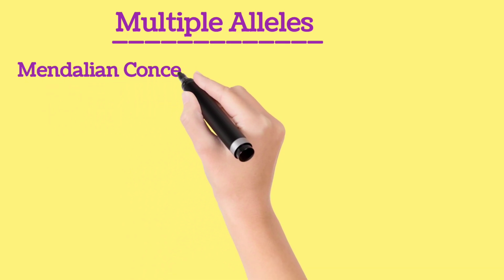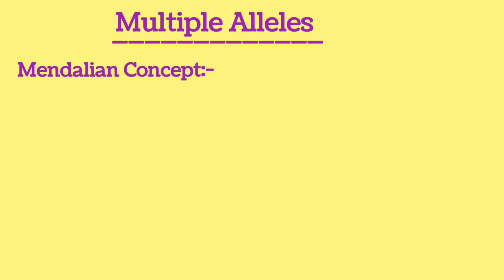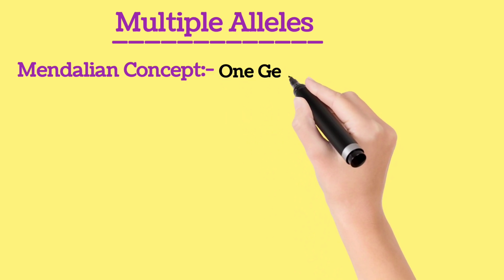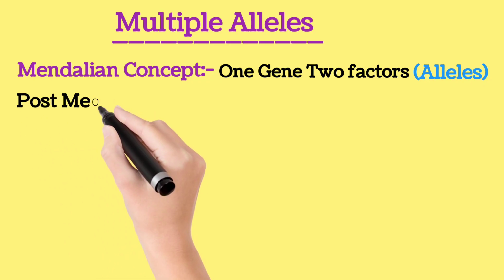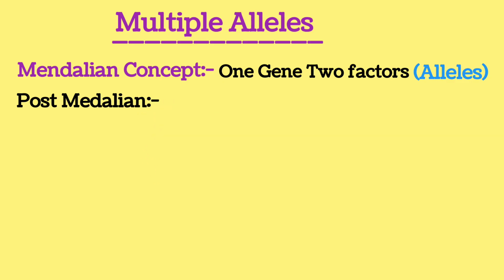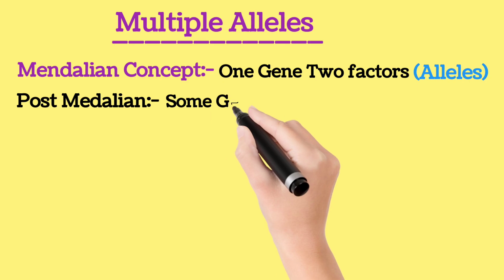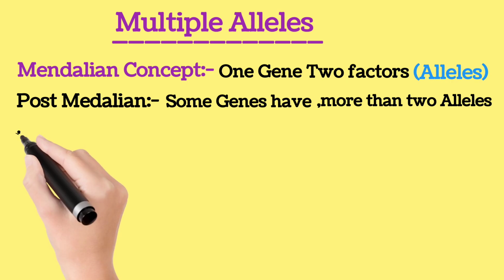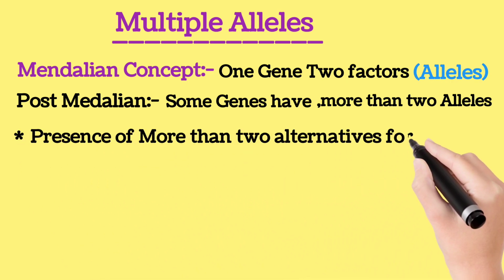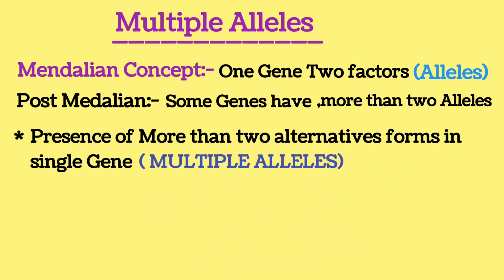Now, let's proceed. First of all, let me recapitulate some good statements from genetics. Point number one. According to the Mendelian concept, Mendel explained in the postulate of pure factor that one gene has two factors, or we can say one gene has two alternative alleles. Alleles indicate forms of a single gene. In the second statement, the post-Mendelian concept, it has been stated that some genes have more than two alleles. With the help of these two statements, we can write a conclusion that the presence of more than two alternative forms in a single gene is known as multiple alleles.